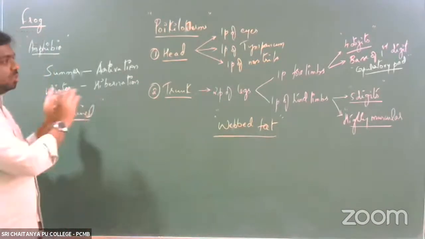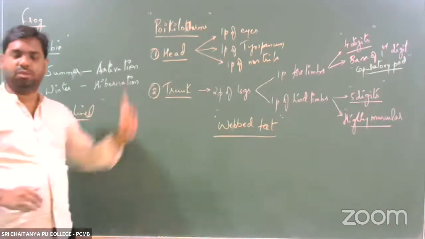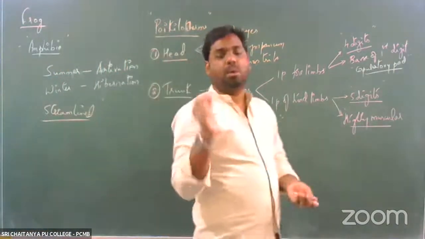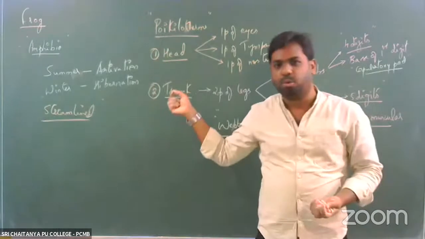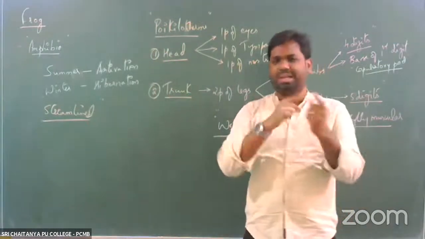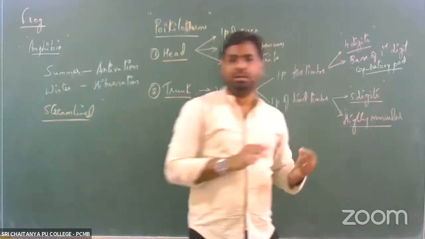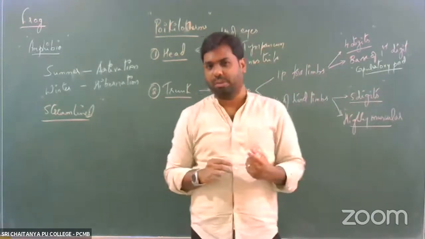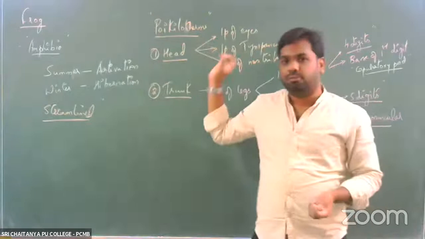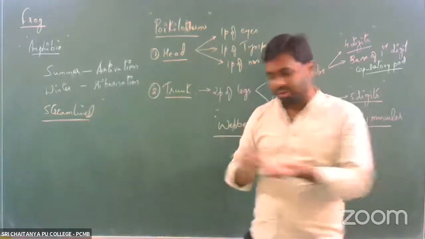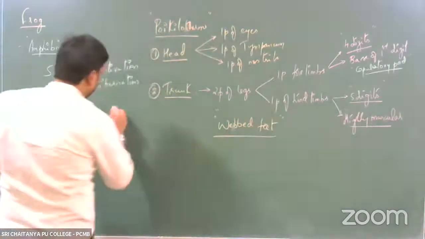Now, towards the posterior end, the adult frog does not have a tail, while the larval stage, the tadpole larva, possesses a tail. We'll take up the difference between the larva and the adult once we take up the last part, the fertilization as well as the process of development. For now, remember that adult frogs do not have a tail. They have one opening towards the posterior end, and that opening is called the cloaca.